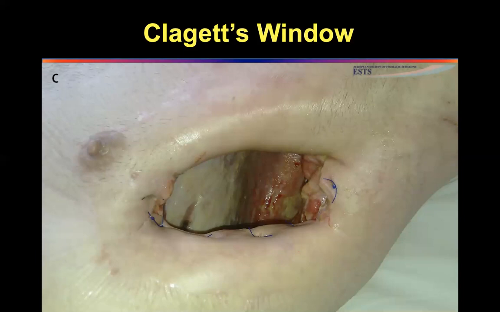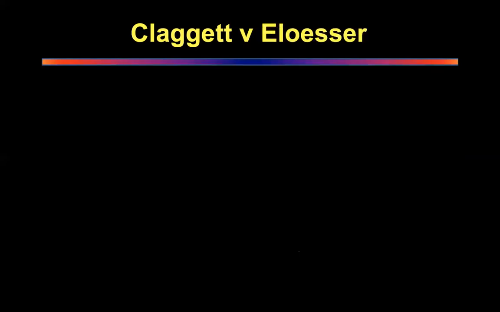So the NITDR guys do a lot of these window procedures, and they swear by it, and they've got very good results. I have listened to Dr. Diwan talk about his experience, and they've got very good results with Clagett windows.